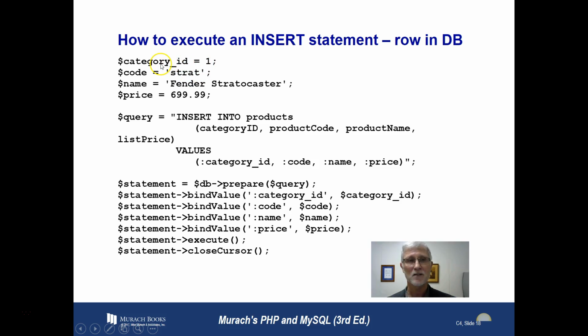So I've got category ID is going to 1, the code is going to be strat, Fender Stratocaster, and its price. I'm going to insert it into what? Into the products table. And I've got to specify what? I'm going to match the category ID, the product code, the name, the price, query, and the values I'm going to give it, because these are the fields in the table, these are the values I'm associating. So I'm going to associate, and you can tell by the colons here, this is going to go into category ID, that's going to go into code, the names go there, and the price is going to go back over here. So I'm inserting into the products table this information.